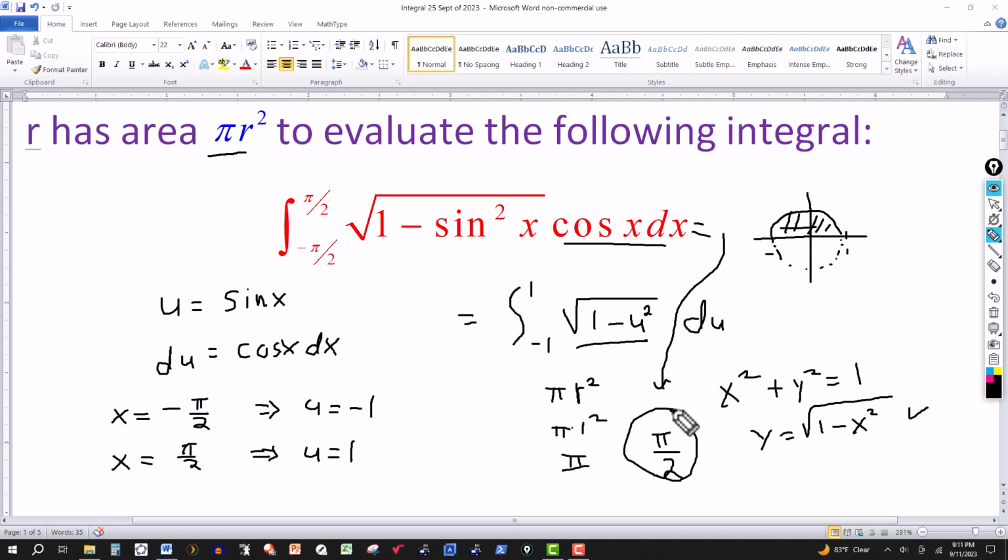And like I said, you can do it by just doing a direct trig substitution, and you can start with this part right here if you wanted to. So the answer is pi over 2.